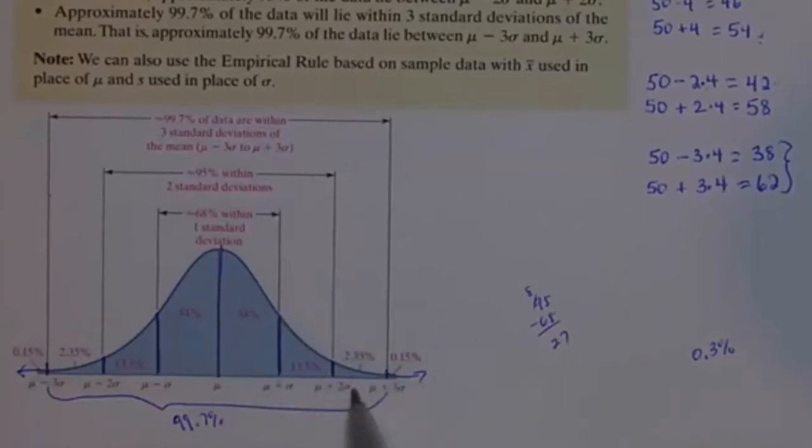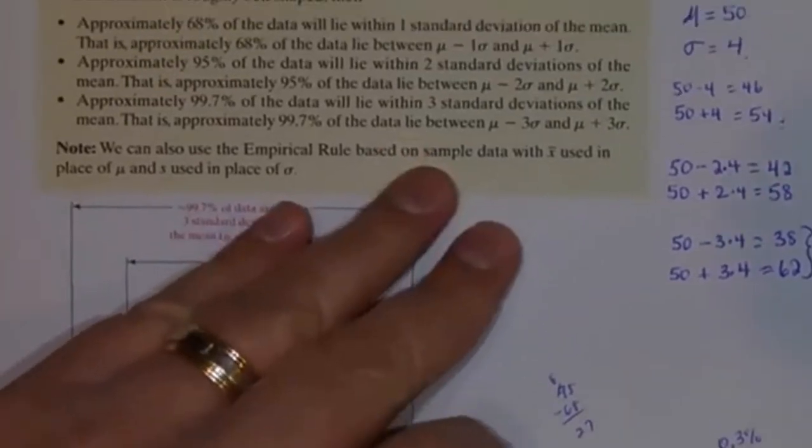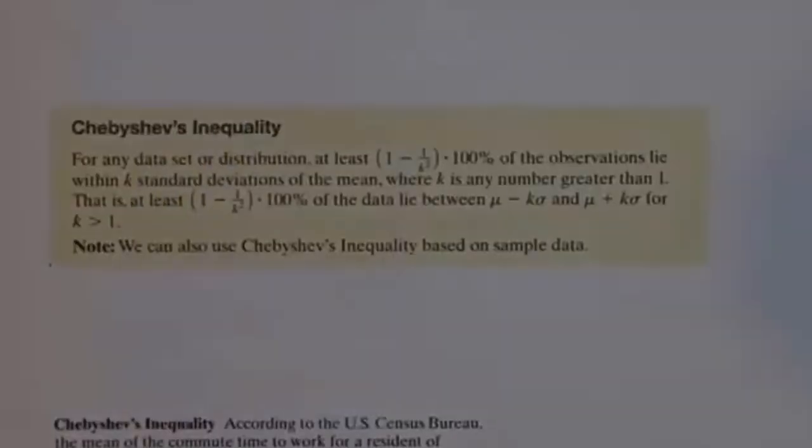Incidentally, this notation that's used here is for population data, but this also works for sample. So if this was a sample, then this would be X bar, this would be X bar plus S, X bar plus 2S, X bar plus 3S, X bar minus S, X bar minus 2S, X bar minus 3S. All of that would work the exact same. The percentages would be the same is what I'm getting at.